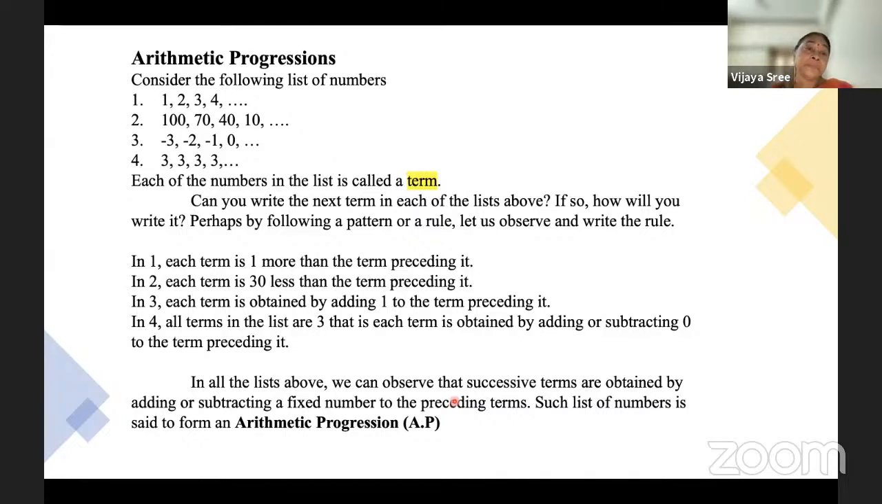Next, arithmetic progressions. Consider the following lists of numbers. First one: 1, 2, 3, 4, and so on. Second one: 100, 70, 40, 10, and so on. Third: minus 3, minus 2, minus 1, 0, and so on. Fourth one: 3, 3, 3, 3. Each of the numbers in the list is called a term.